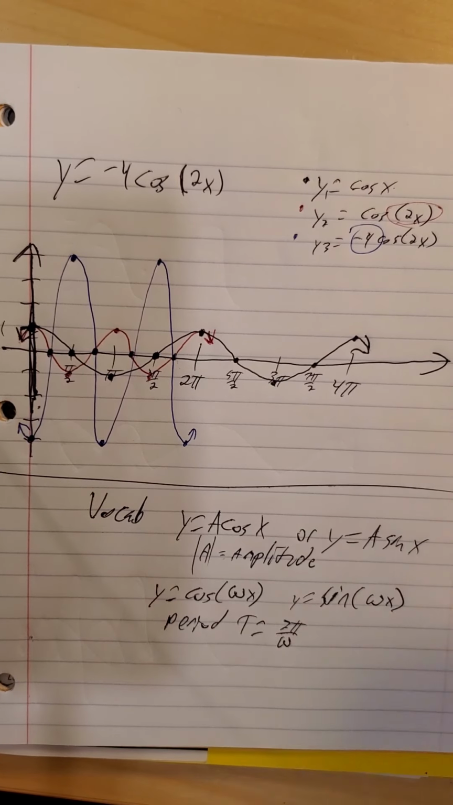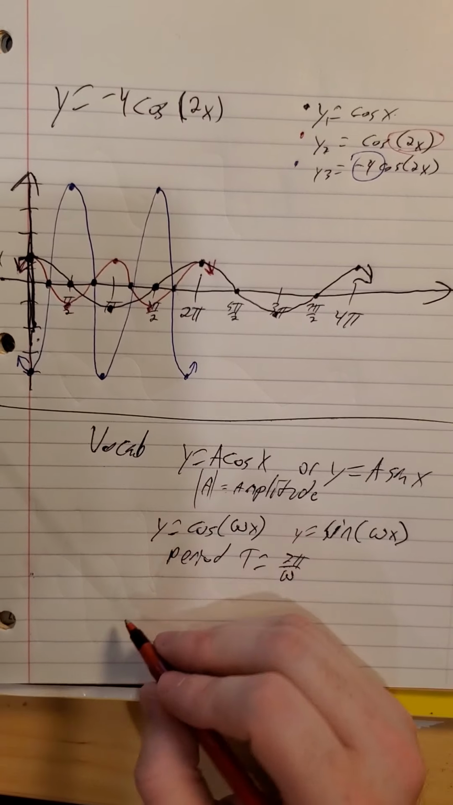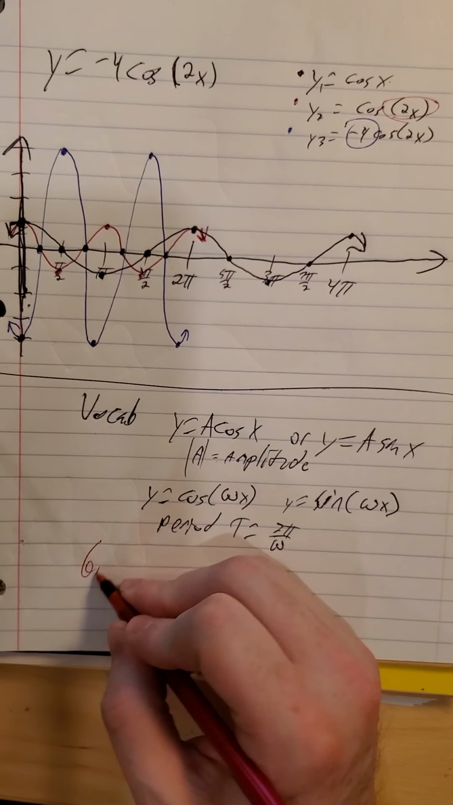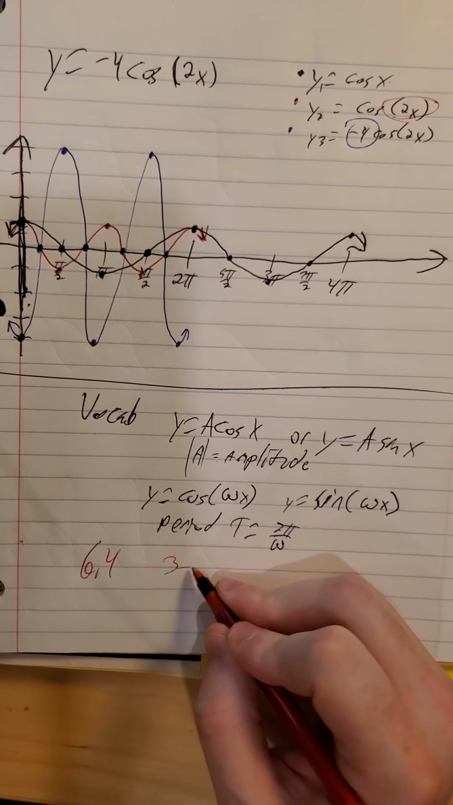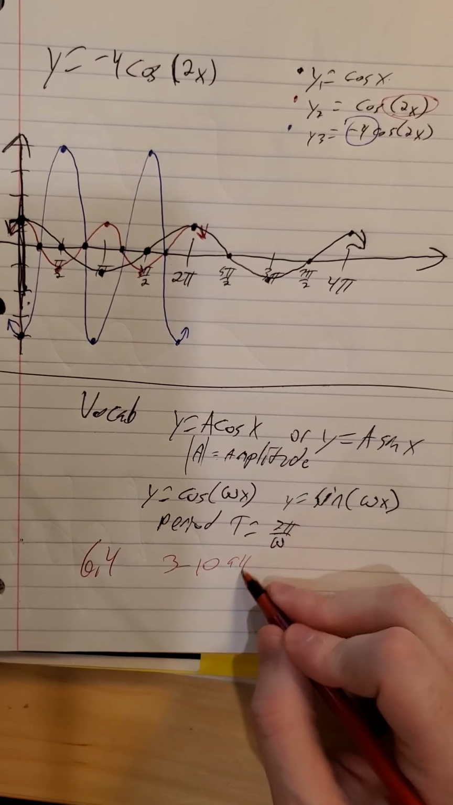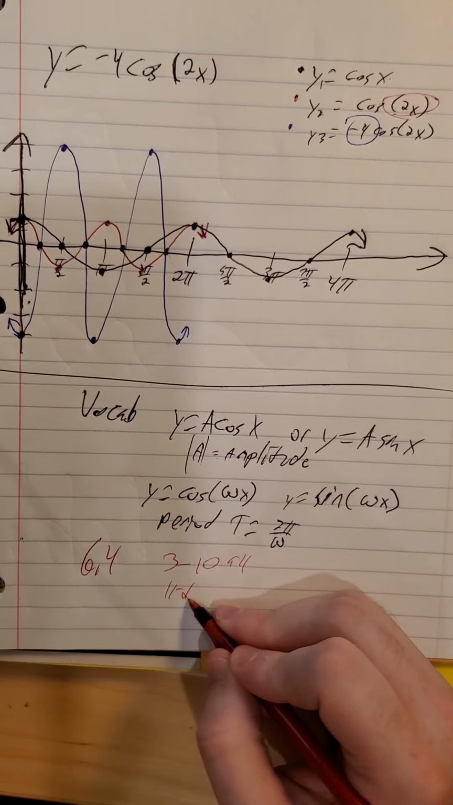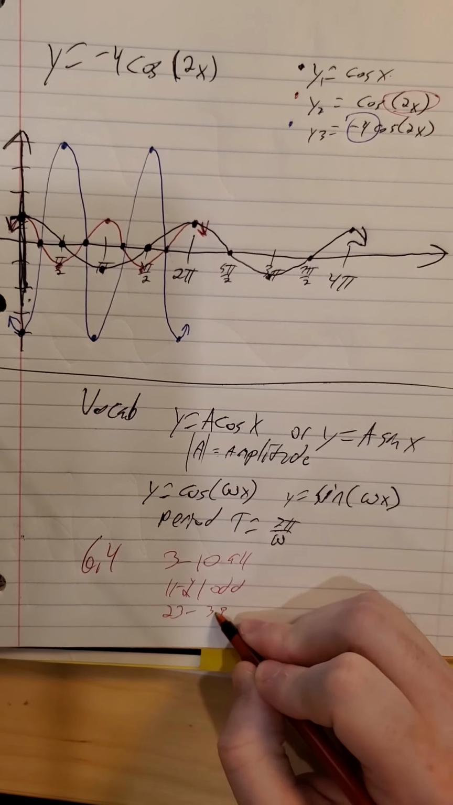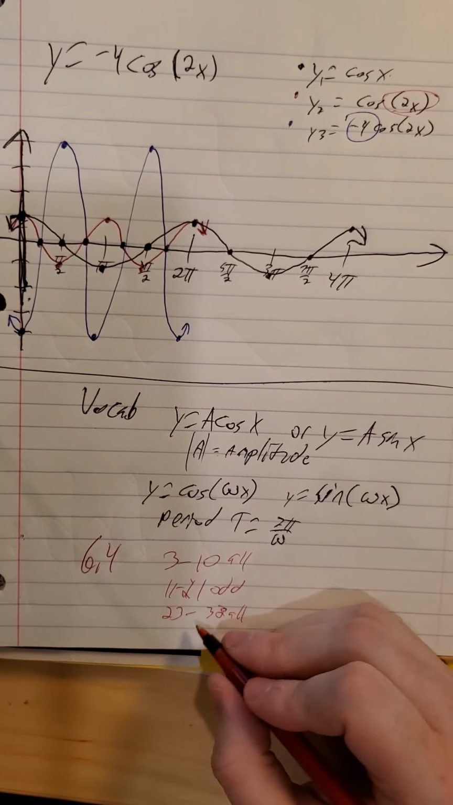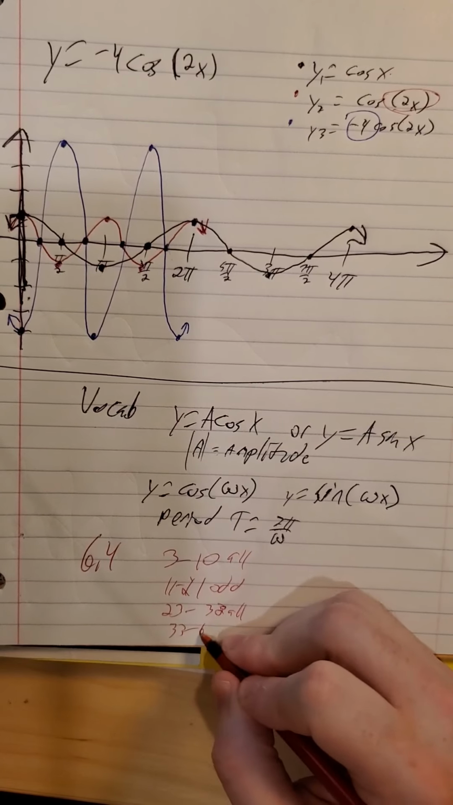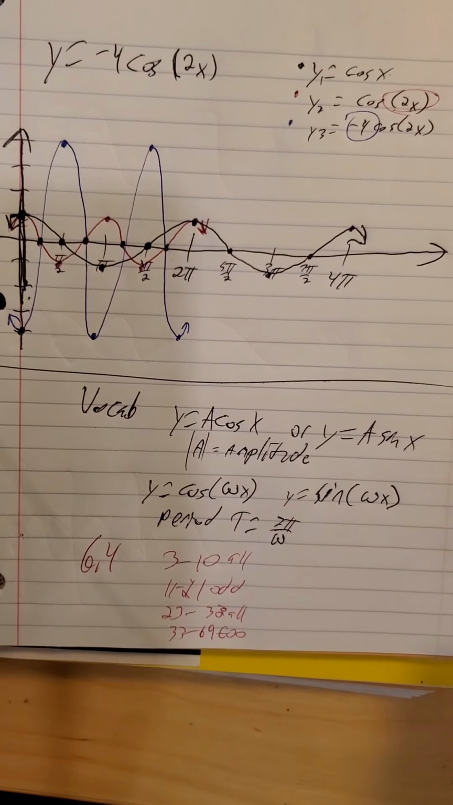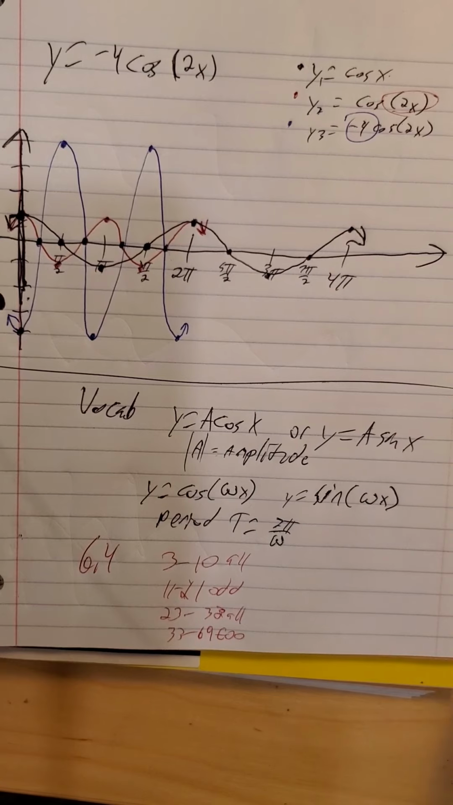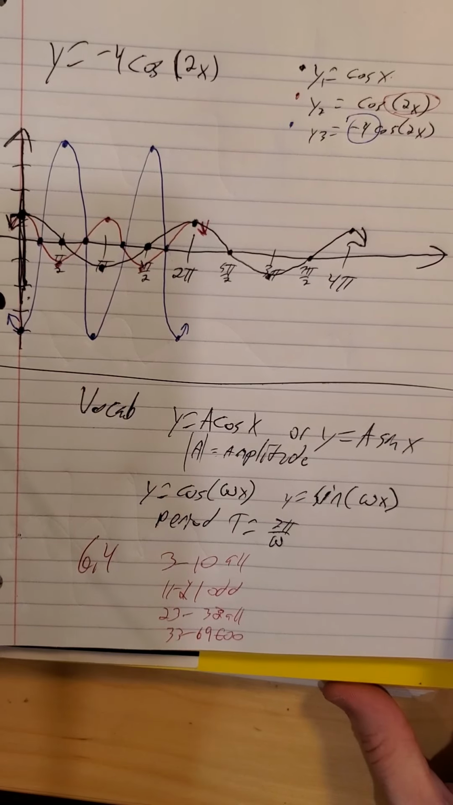Alright, so some problems to try out. This was, again, section 6.4. If you're doing the textbook ones, 3 to 10 all, 11 through 21 odd, 23 to 32 all, and 33 to 69 every other odd. And then I'll find some equivalent ones on my MATLAB for those of you that prefer my MATLAB version.